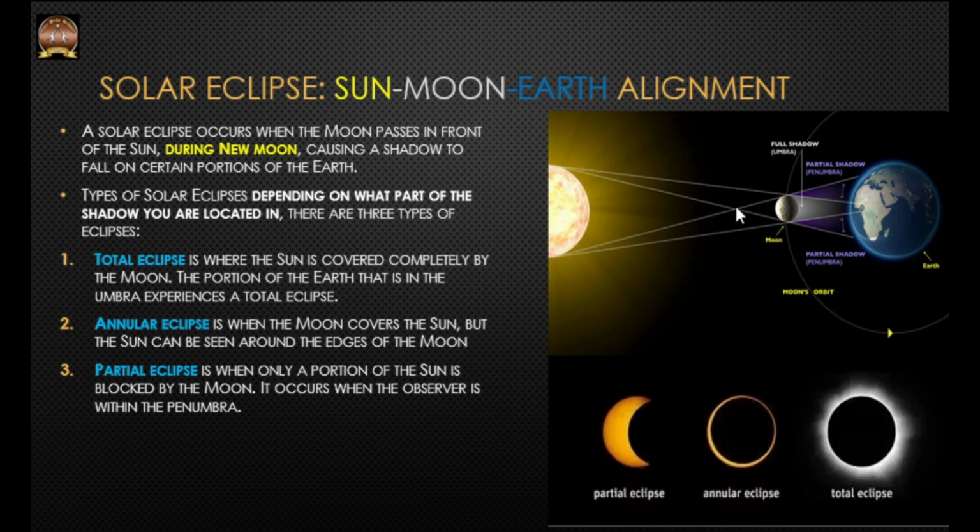A partial eclipse happens only when a portion of the sun is blocked by the moon. It occurs when the observer is within the penumbra region of the moon's shadow. Of the three eclipses, the total eclipses are extremely rare. Partial and annular eclipses are more frequent. Most of the eclipses that we encounter are mostly of the partial or annular type.